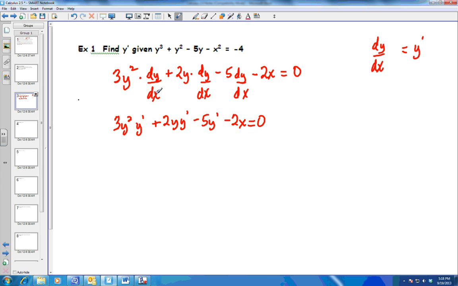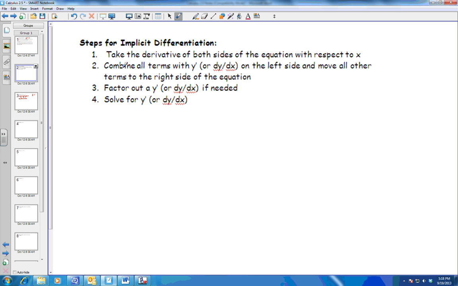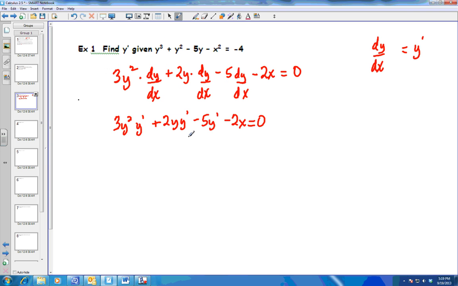All right. So now I did step 1. Okay, I took the derivative. Now we're going to combine all terms with y prime on one side, anything without a y prime on the other side.